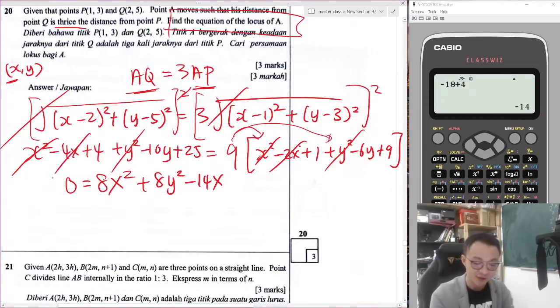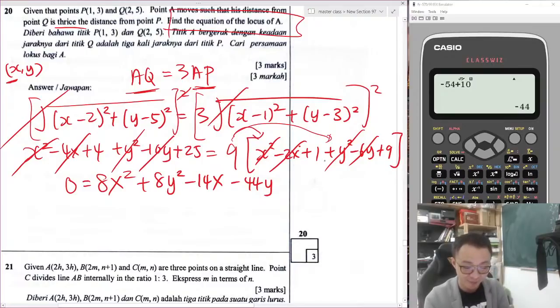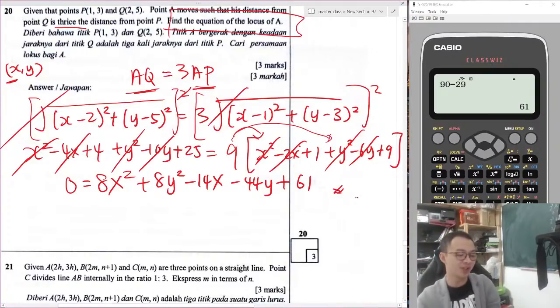9 multiply negative 6 is negative 54 plus 10. So it'll be minus 44y. Okay, I solve. Then we have some number. This is 10 times 9 is 90 minus 29, so plus 61. Yeah, I guess this is the equation of locus. Done. Basically you just need to solve around.